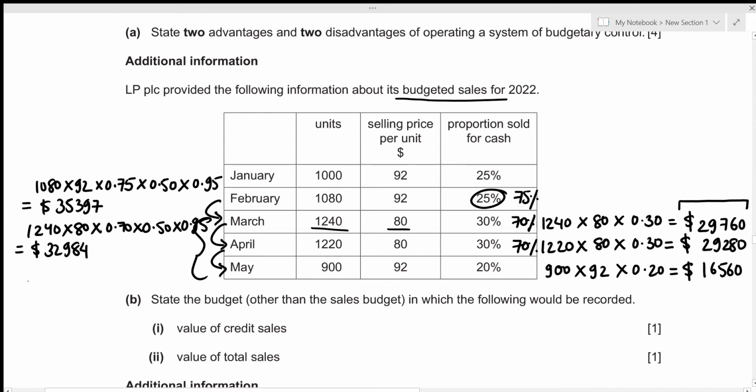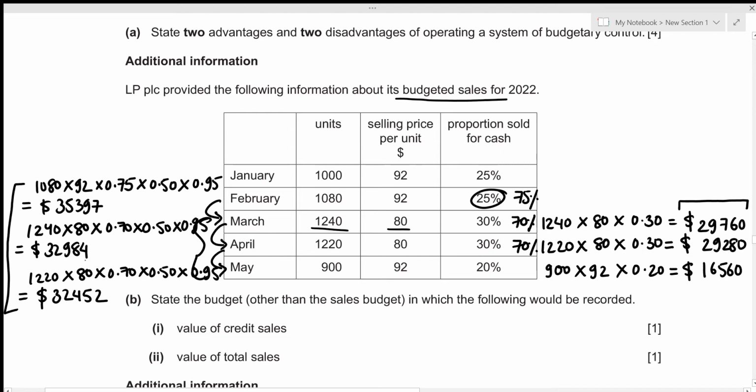The number of units is 1220 times the selling price is 80. The proportion for credit sales is 70%. Then we're only paying half of this credit sales, so that's 0.50. And we're applying a cash discount of 5%, so that's 0.95. This gives the amount of credit sales to be paid in the month of May to be 32,452.